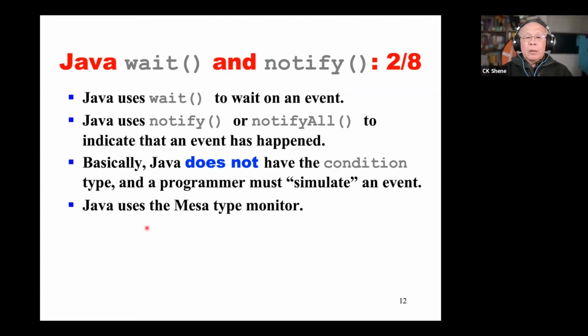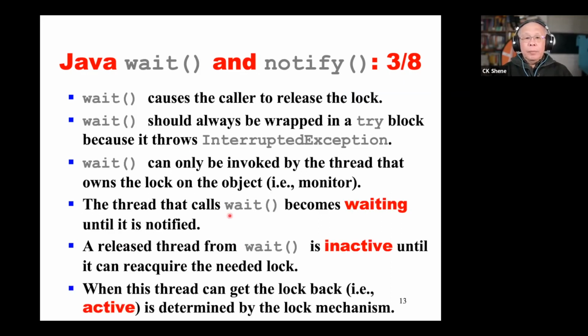By the way, finally, you have to be very careful. In this class, we always emphasize the monitor of Hoare type, but Java uses the Mesa type monitor. We will return to this point soon. Now, when a thread is inside a shared common object, the call to wait causes the caller to release the lock. Which lock? The lock associated with the common object.